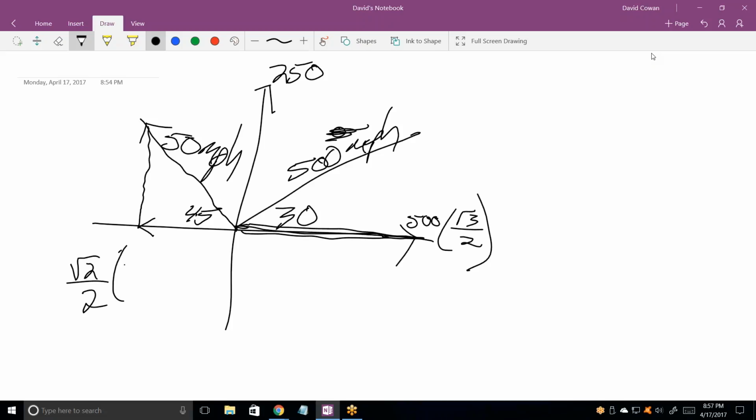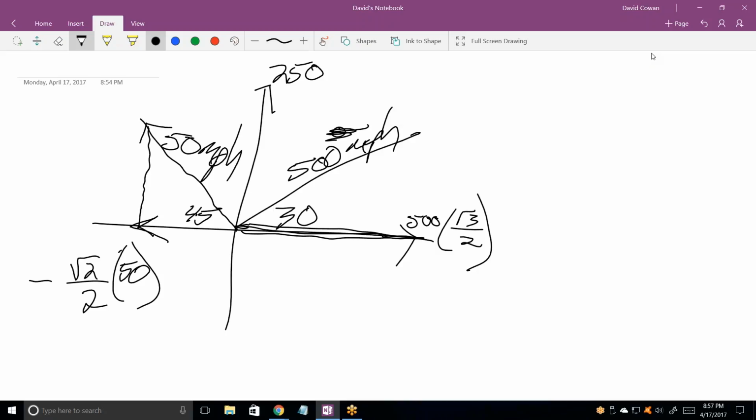times 50. So you got to multiply it by that. Okay? And it's negative, right? Yes. Because it's going in a negative direction. Vectors have direction. Up is positive, to the right is positive, to the left is negative, down is negative.